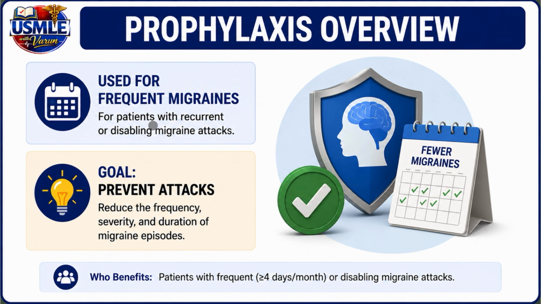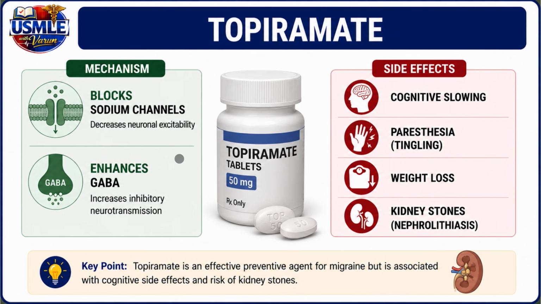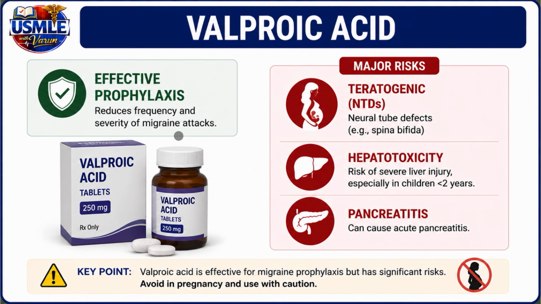If migraines are frequent or severe, preventive therapy is used to reduce the number and intensity of attacks. Topiramate works by reducing neuronal excitability. However, it can cause cognitive side effects like difficulty finding words. Topiramate enhances GABA, and this GABA increases the inhibitory neurotransmission. Side effects of topiramate include cognitive slowing, paresthesias, weight loss, and nephrolithiasis. So topiramate is an effective preventive agent for migraine, but is associated with cognitive side effects and risk of kidney stones. It acts by blocking sodium channels and thereby reducing neuronal excitability.